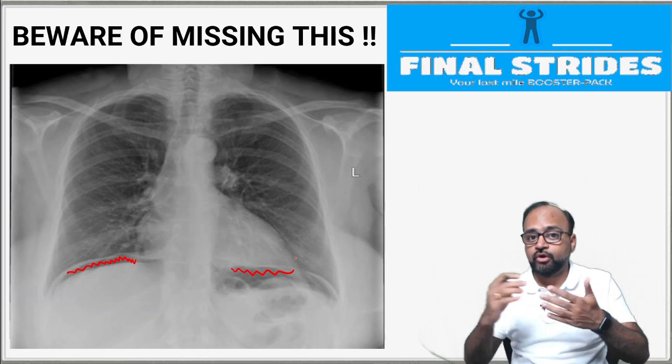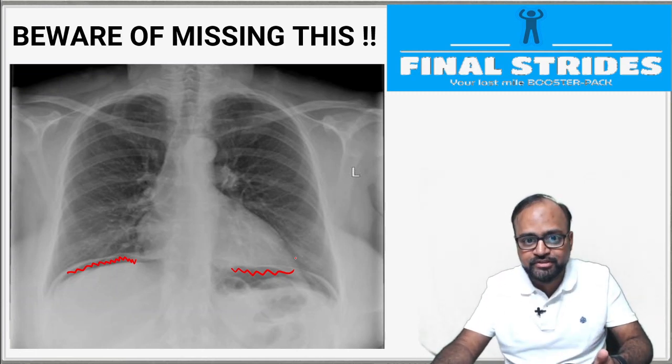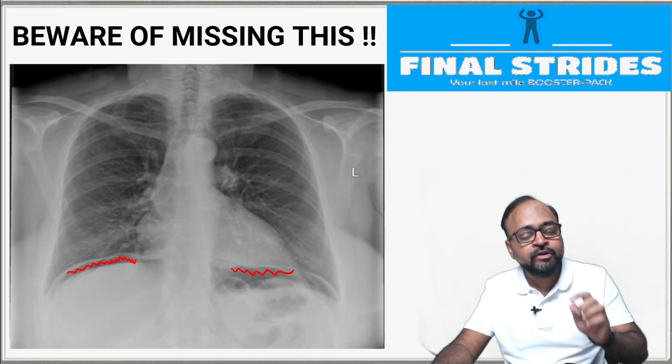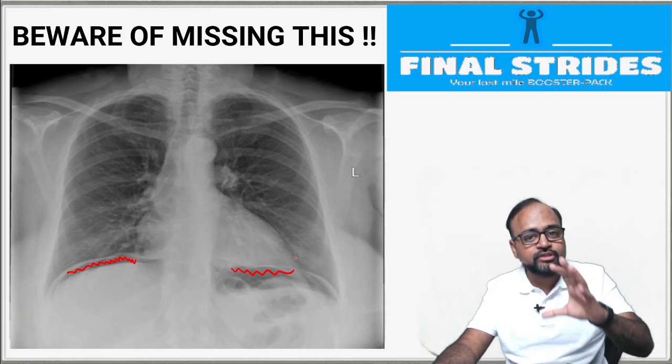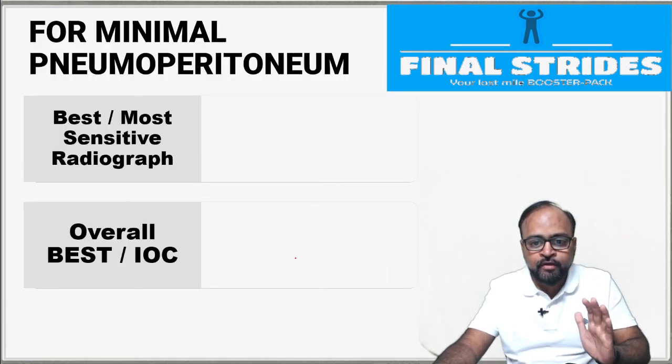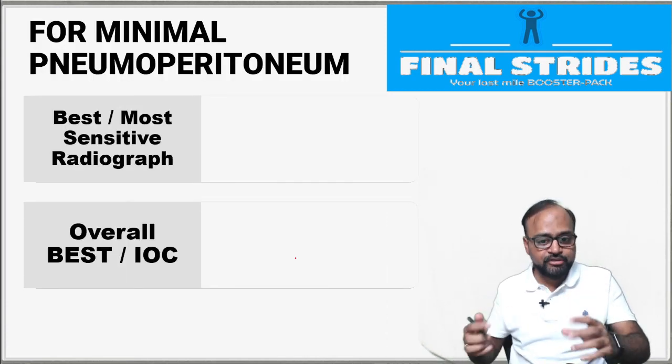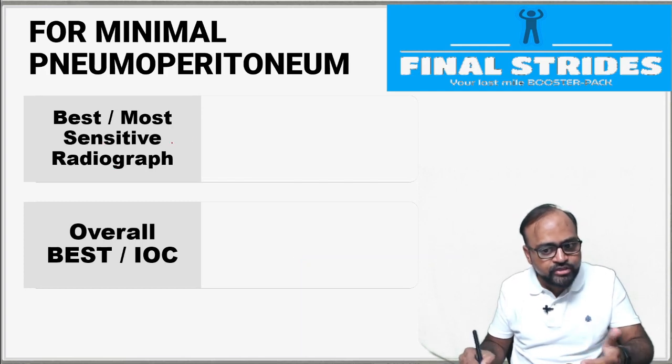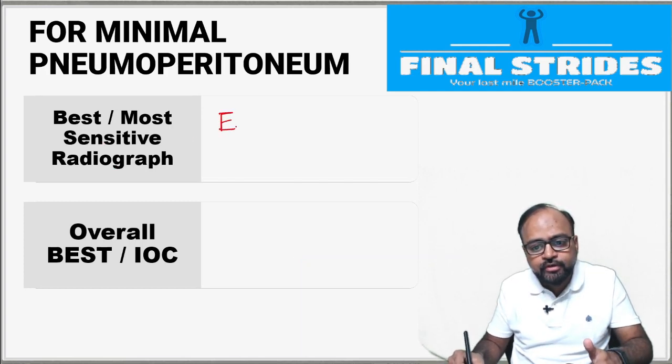The patient has to be operated on an emergency basis, right? So always pay attention to the diaphragm. Try to rule out pneumoperitoneum in each and every X-ray that you see. For minimal pneumoperitoneum, your examiners may ask you the best or most sensitive radiograph, and remember, it is an erect chest X-ray.